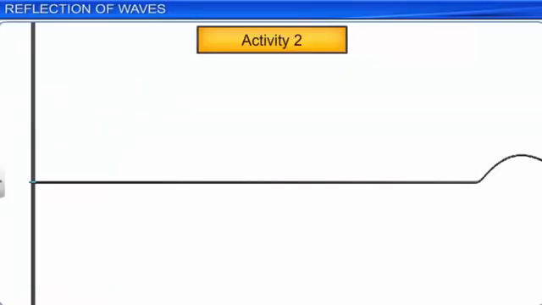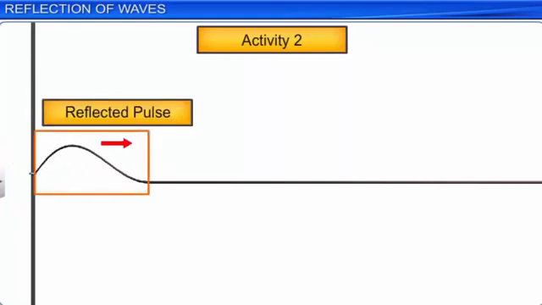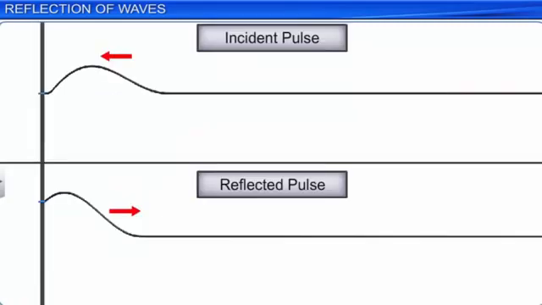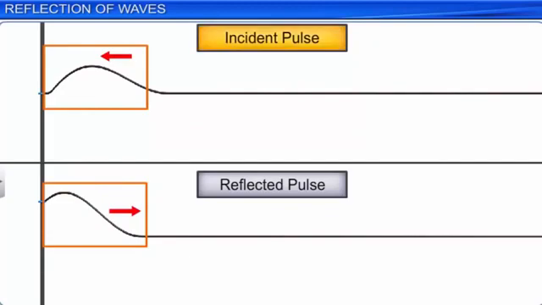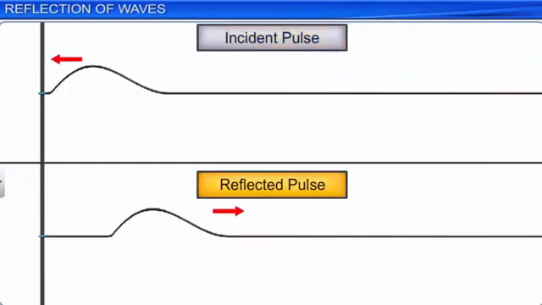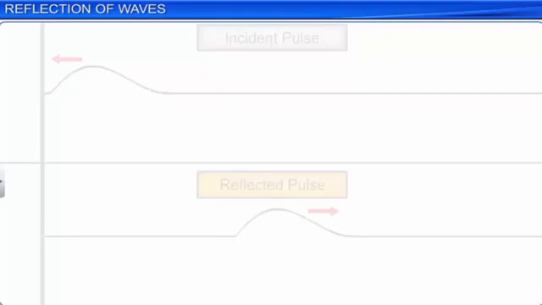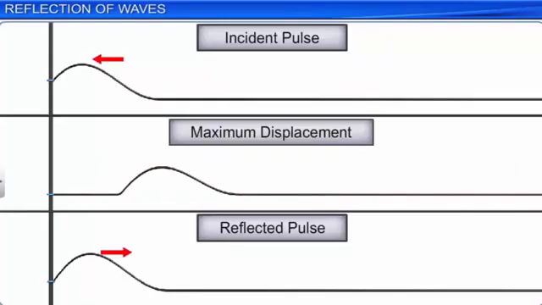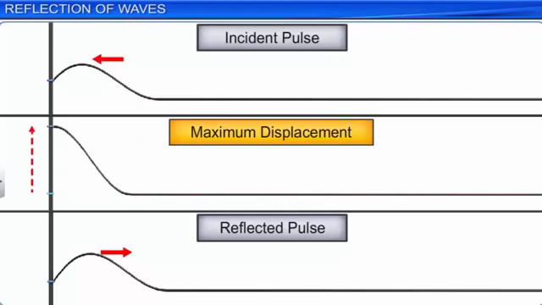In the second activity, when the pulse reaches the end of the string, it pulls the ring up. As the ring moves up, it pulls the string, producing a reflected pulse with the same sign and amplitude as the incident pulse. In this process, the incident and reflected pulses reinforce each other, creating maximum displacement at the end of the string. The reflection is without any additional phase shift.